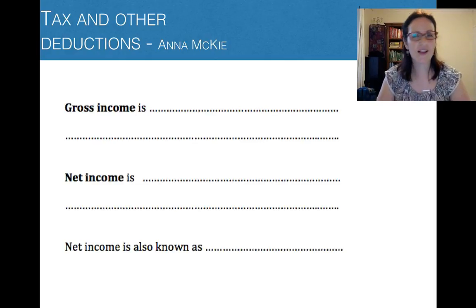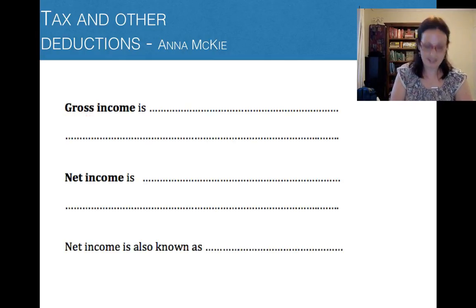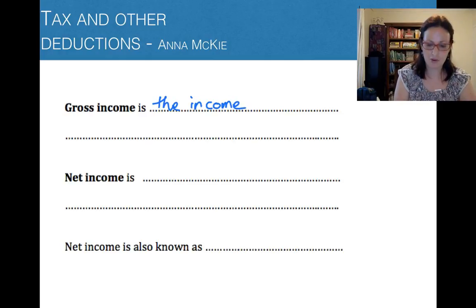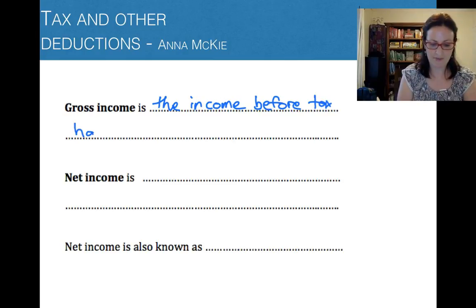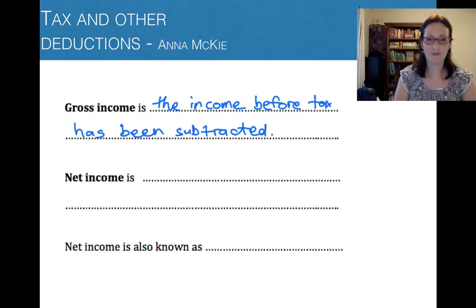Gross income. What does that mean? Gross, it doesn't mean disgusting. Gross is another word for big or large or whole. So the gross income is, now writing this down, the income before tax has been subtracted. Remember, you can pause this video at any point to give you time to write things down.